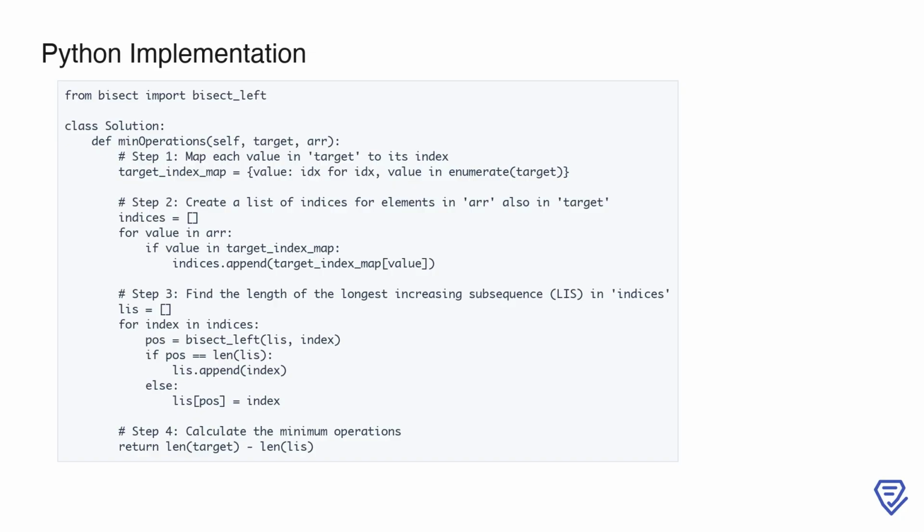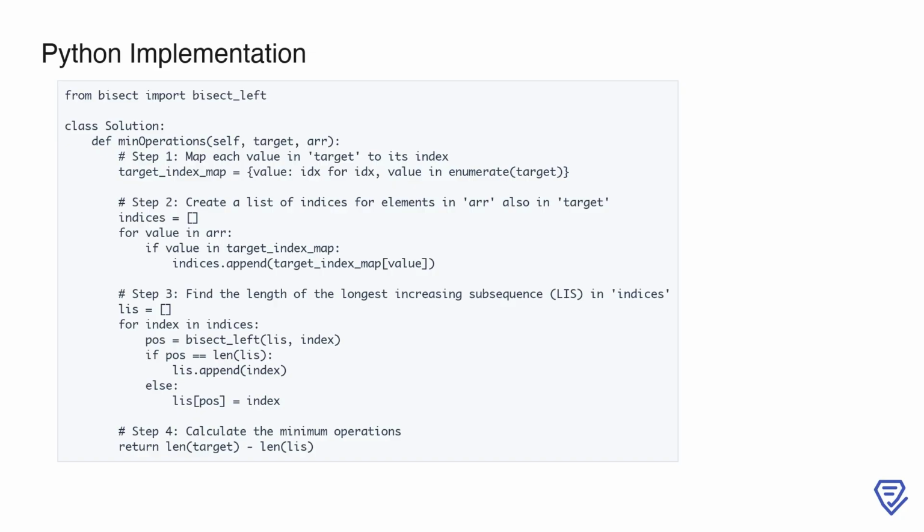Step 3. Compute the longest increasing subsequence, LIS. The core of the solution is finding the LIS of the indices list. This step determines the maximum number of elements in ARR that can appear in the same order as in target. We use the bisect_left function to perform this efficiently. For each index in indices, if it can extend the LIS, i.e., it is greater than the current largest element in the LIS, we append it. Otherwise, we replace the smallest element in the LIS that is greater than or equal to the current index to maintain the LIS property.